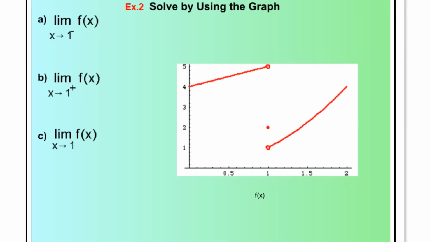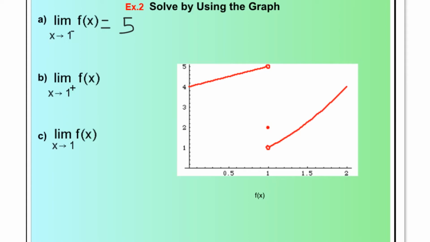Alright, so here's another example. We're going to find limits by using the graph. The first example, A, says find the limit of f of x as x approaches 1 from the left. Again, notice the notation right here, guys. This is where x is 1. They're asking what is the intended height of the function as x approaches 1 from the left. Coming in from the left, as x approaches 1, the height would be 5. That's the answer for example A.